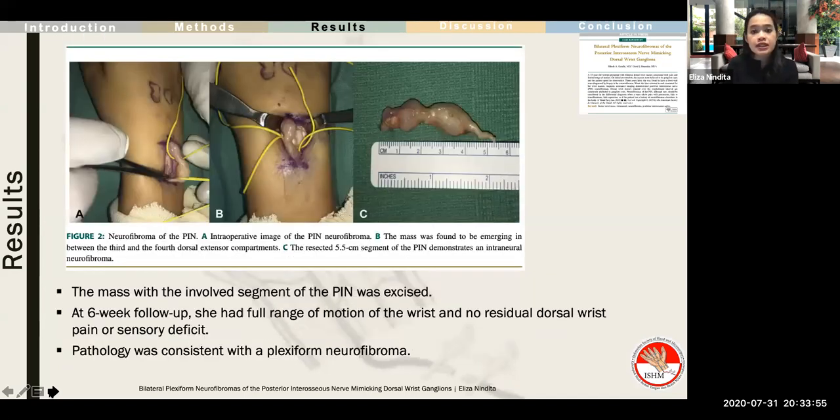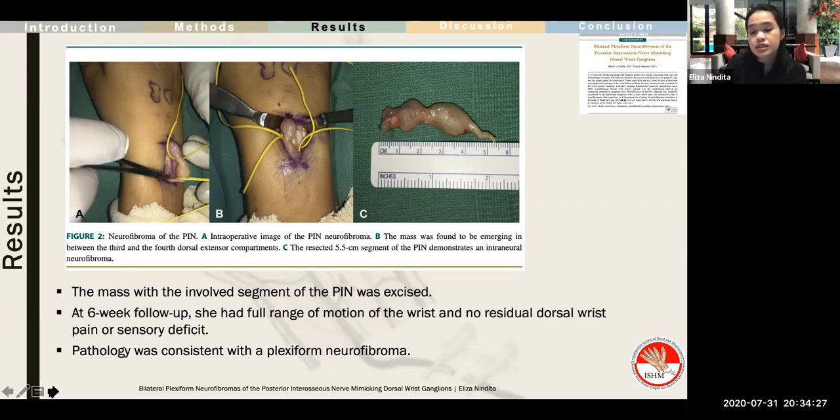So here is the clinical presentation of the tumor: the mass involves a segment of the pin that was excised. After the 6-week follow-up, she had a full range of motion of the wrist and no residual dorsal wrist pain or sensory deficit. The pathology was consistent with a plexiform neurofibroma. So the patient underwent surgical excision of the left wrist pin mass.